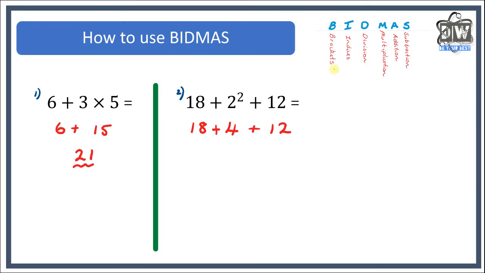So now I can go through and say, okay, is there any division? No. Is there any multiplication? No. Is there any addition? Yes, there is. I could do it in any order now, but I'm going to do it from left to right. So 18 plus 4 gives me 22, and then I drop down the 12, so I'm just doing it one stage at a time. And then 22 plus 12, that gives me my 34.